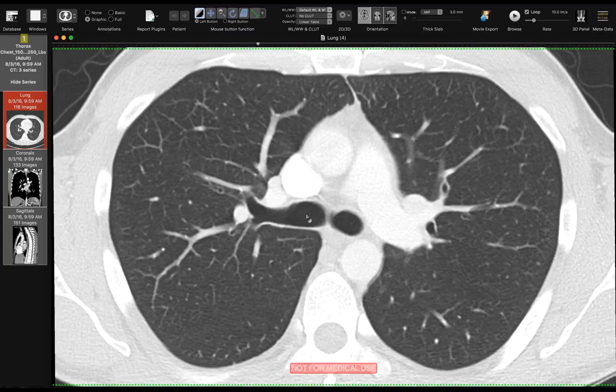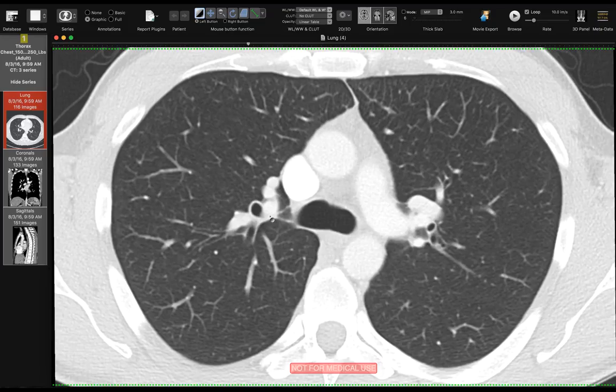Just to the right of that is the right mainstem bronchus, and if we continue on to the right, that's the right upper lobe bronchus. Okay, it's the first bronchus that comes off of the right mainstem bronchus. So I'm going to scroll up, and there's three segments in the right upper lobe: the apical, the anterior, and the posterior. So I'm scrolling up now.